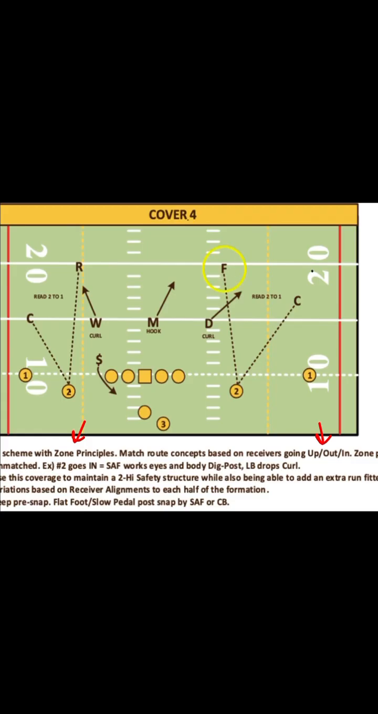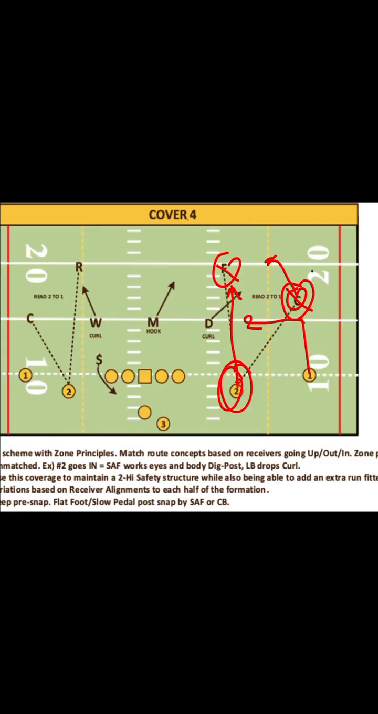Typically, the safety is going to look at what the number 2 receiver does, and the corner is typically going to look at what the number 1 receiver does. But there are some schemes where both these defenders are going to key number 2 first. If number 2 goes up, safety will match it, and then the corner is going to match number 1. If number 1 were to go in, then this guy would end up creating a cone on number 2 and play high and outside or low and outside of that receiver.